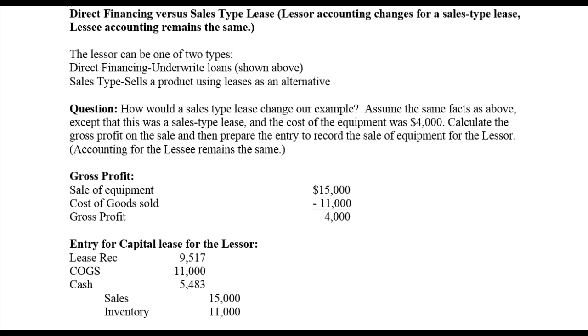In the last video concerning leases, I used the term a direct financing type lease versus a sales type lease. When you have a lessor offering a lease to a lessee, they can be one of two types. They can be offering a direct financing lease or a sales type lease. In a direct financing lease, they're really just acting as an underwriter for the loan, and it was the example that we had shown in a previous video.